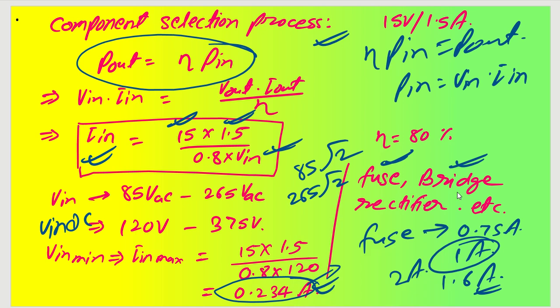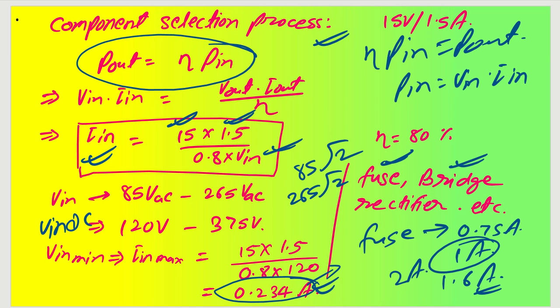Similarly, the bridge rectifier rating we will also try to take more than this. So basically we'll take, let's say, a 1 ampere rating or maybe a 2 ampere rating. This gives us an understanding, or a foundation, to select a particular component based on our circuit design. All right, so this is what we have done.